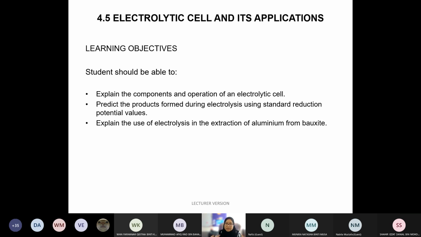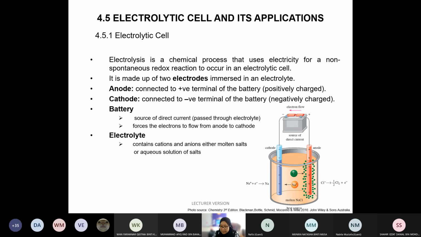We have 3 learning objectives. Make sure that you cover all. I'm sure you already have familiarity with this topic. You are familiar with the electrolytic cell and the voltaic cell. So this is like a revision or a recap on the electrolytic cell.